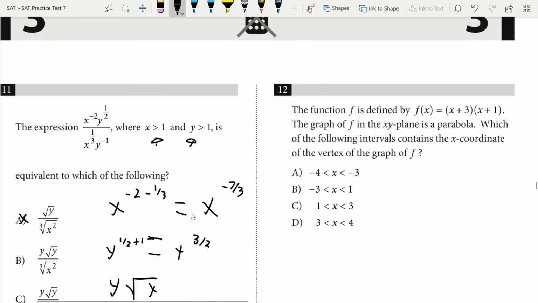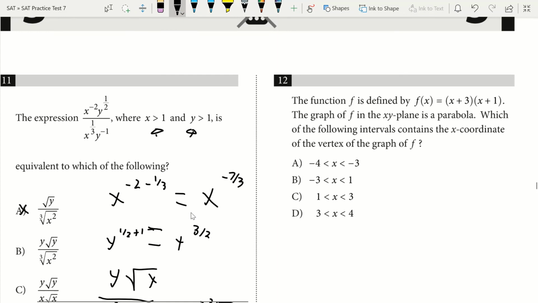All right, question 12. The function f is defined by f of x is equal to x plus 3 times x plus 1. The graph of f in the xy plane is a parabola. Which of the following intervals contains the x-coordinate of the vertex of the graph f? All right, our vertex is going to be in between our zeros. Our zeros are x equals -3 and x equals -1. So our vertex then is going to be -2. Right, I'll just put that as v. It's going to be x equals -2. So we have answer choice B, because that is the only one that contains the point -2.